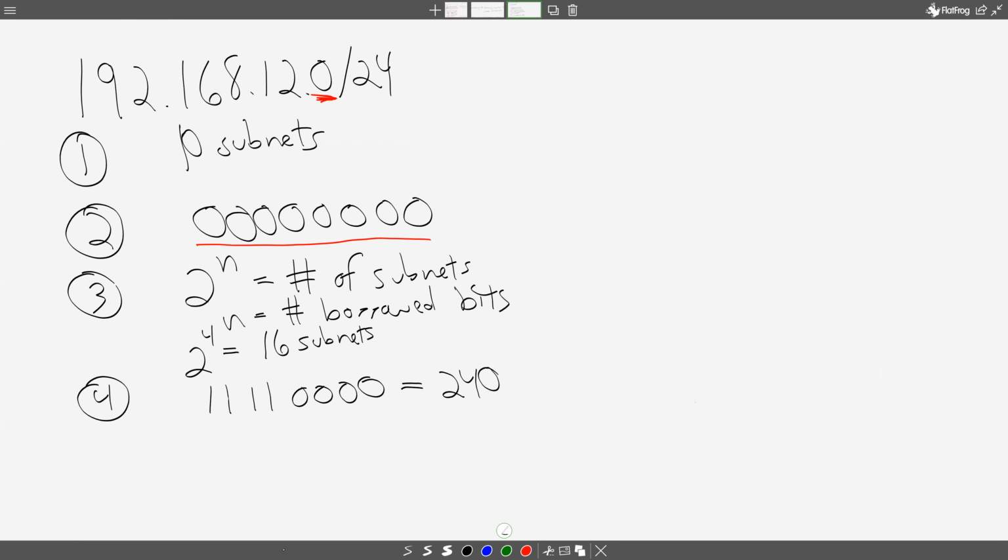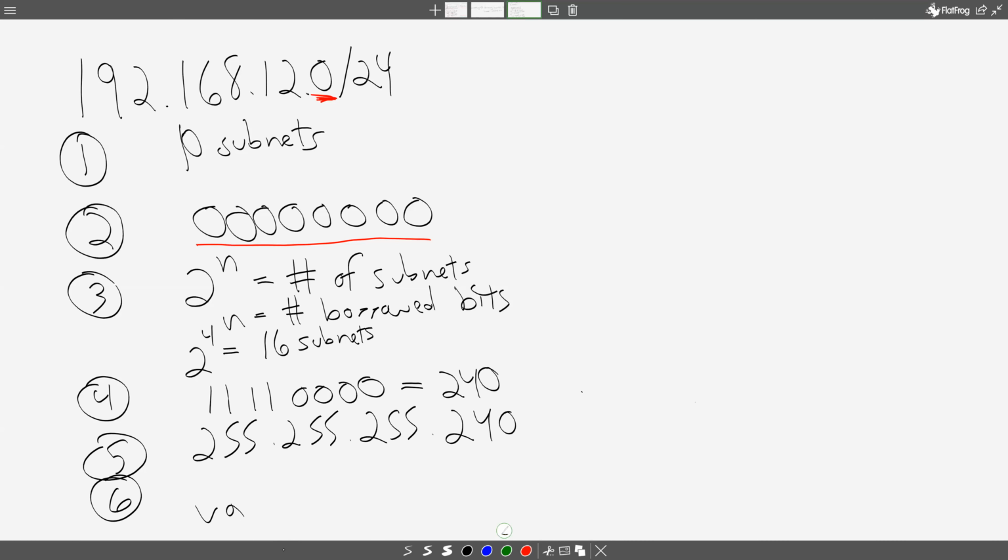So at step 4, the next thing you need to do is take the existing mask and add to it the value you found in step 4. Actually, that is, believe it or not, actually step 5. That gives you your new subnet mask, which is 255.255.255.240.